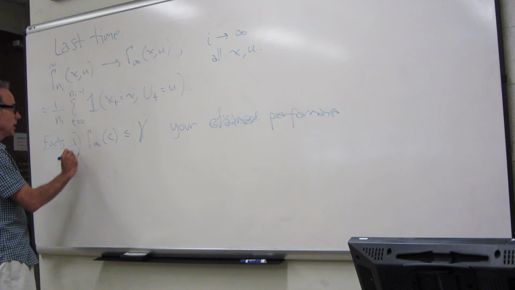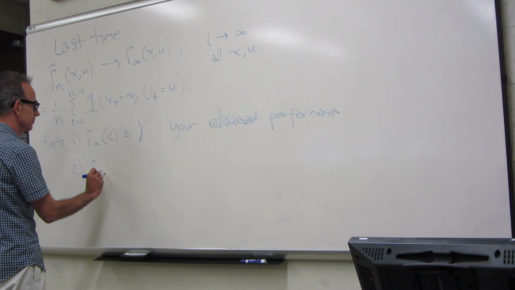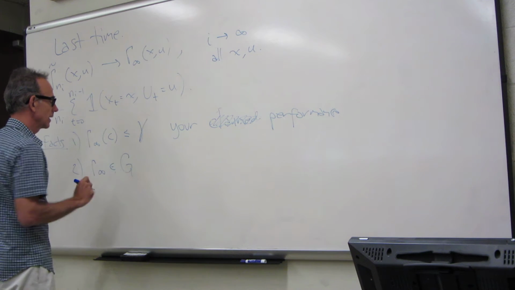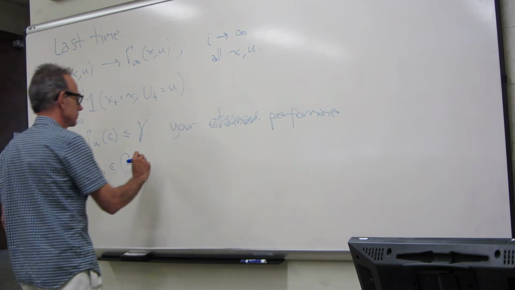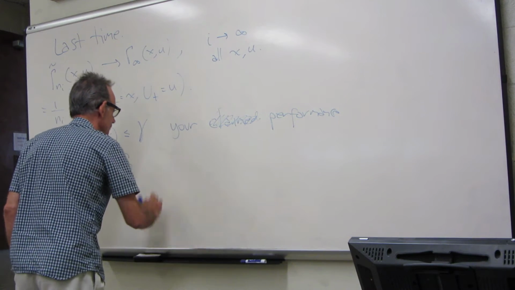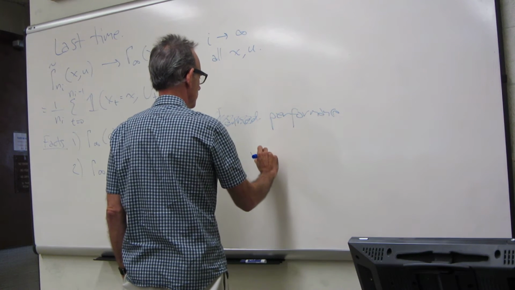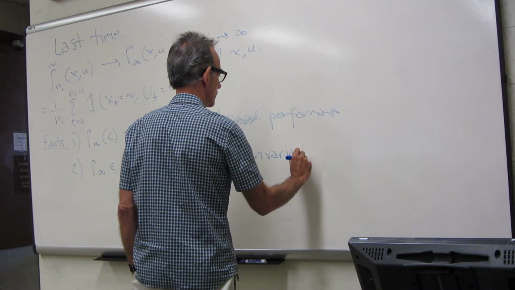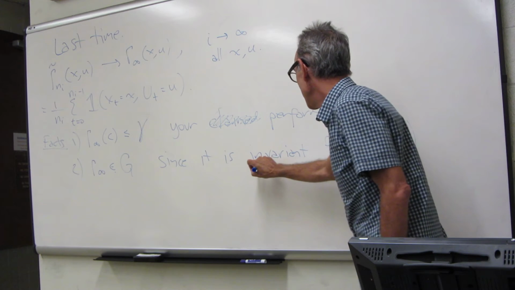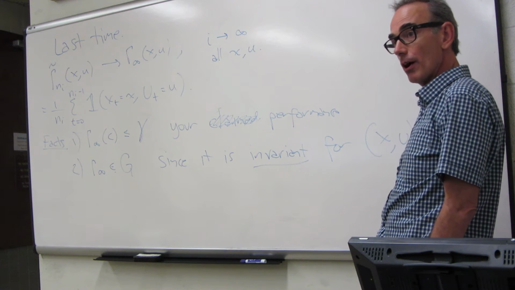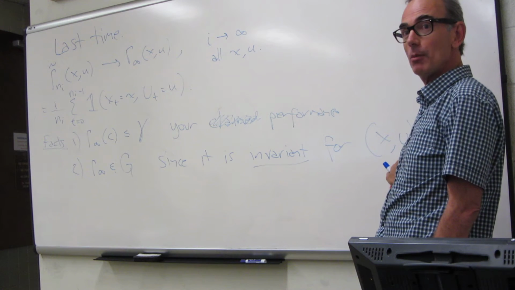That's number one. But number two, which I just didn't have time to say clearly enough, is that this is in G. And what that means is it's invariant for the joint X U process. Remember, that's a Markov process when U has a certain randomized stationary policy.